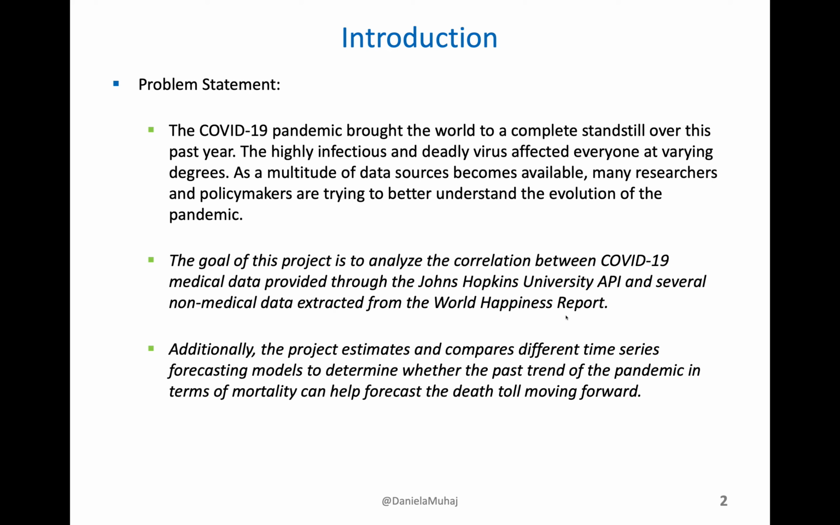So this project has two parts. The first part aims to analyze the correlation between COVID-19 medical data provided through Johns Hopkins University and several non-medical variables coming from the World Happiness Report. The second part focuses on estimating and comparing the forecasts from different time series models to determine whether the past trend of the pandemic can be useful in forecasting the evolution of the pandemic death toll moving forward.